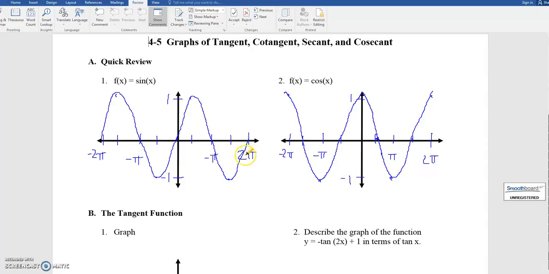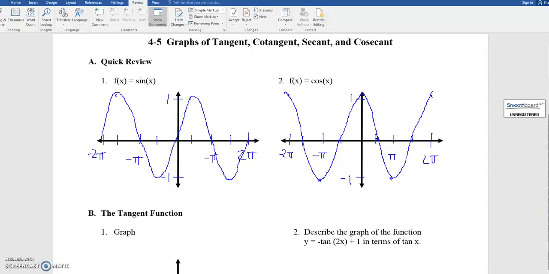Positive pi, positive 2 pi there. This would be pi over 2. This is 3 pi over 2. This would be negative pi over 2, negative 3 pi over 2 if you care. You need to know that sine initially starts at 0, 0, while cosine starts way up at 0, 1. So again, pause if you need to and copy down these graphs.